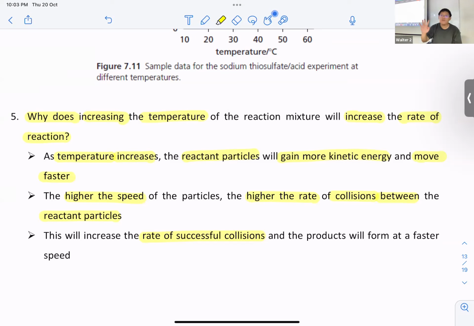So the first 4 factors are all about getting more collisions and more successful collisions. The only difference among the 4 factors is the initial line that you use. How can it lead to that higher number of collisions? How does it lead to that? That's the only difference between the 4 factors that we talked about earlier. You understand? Okay.